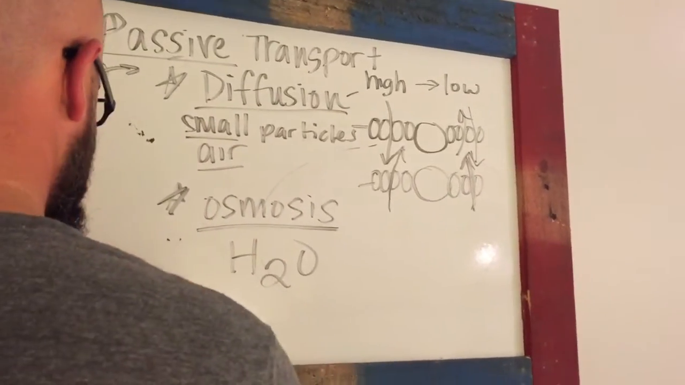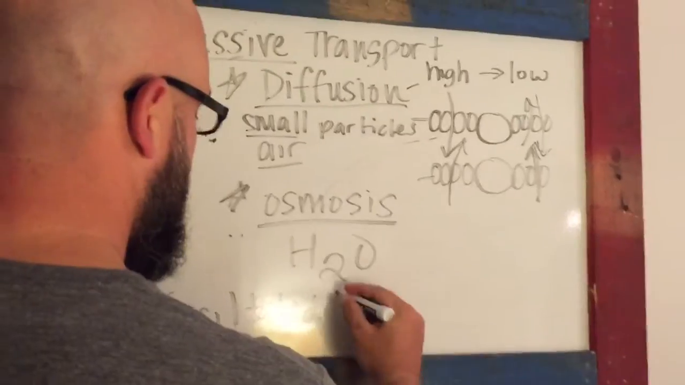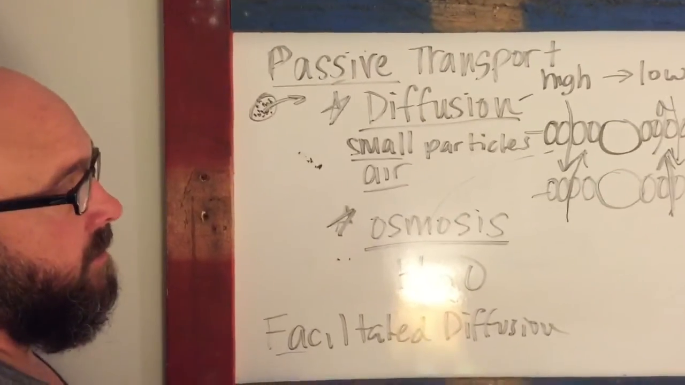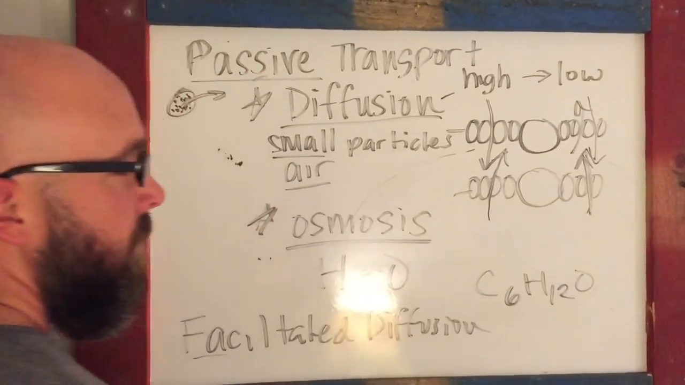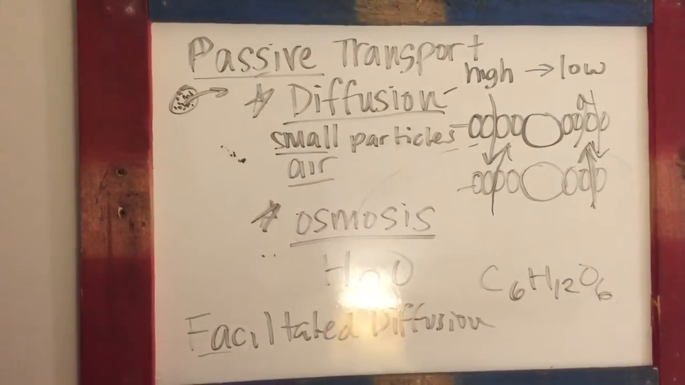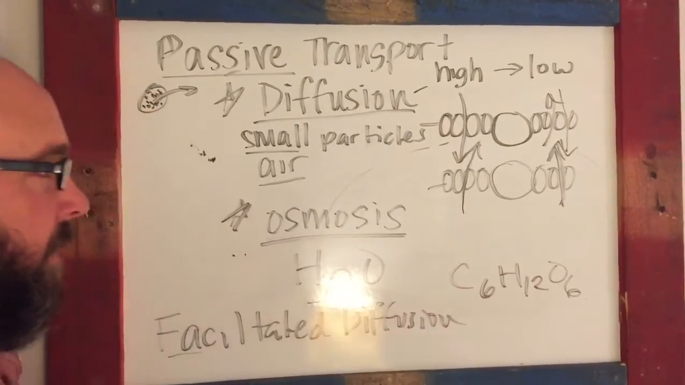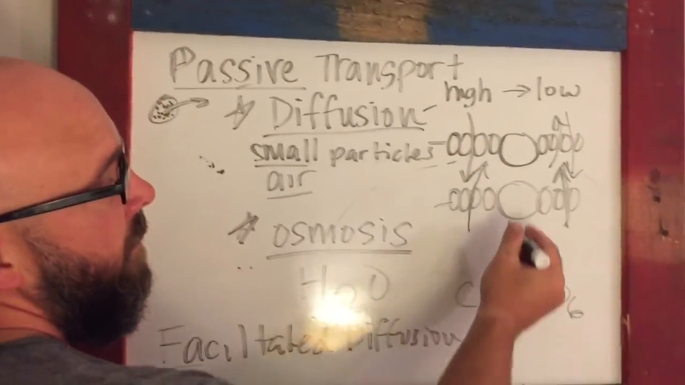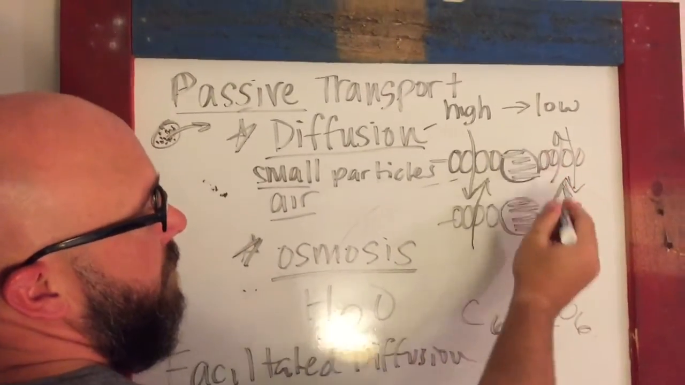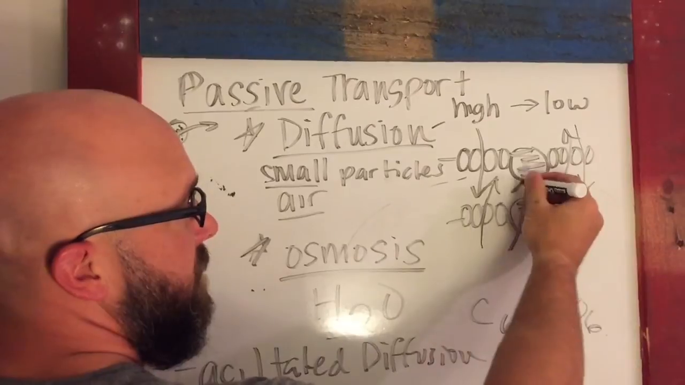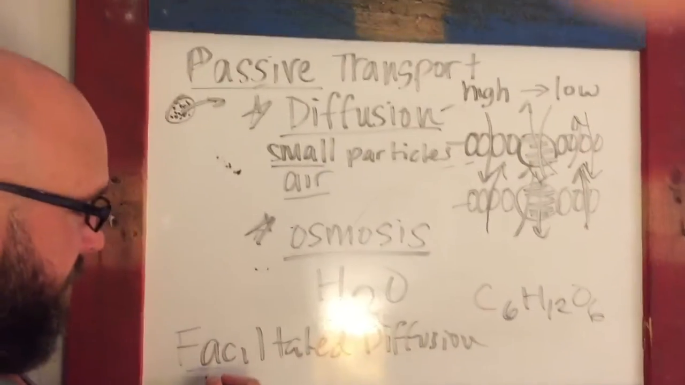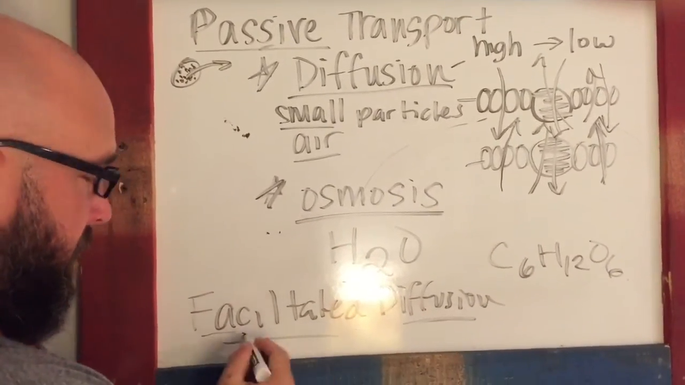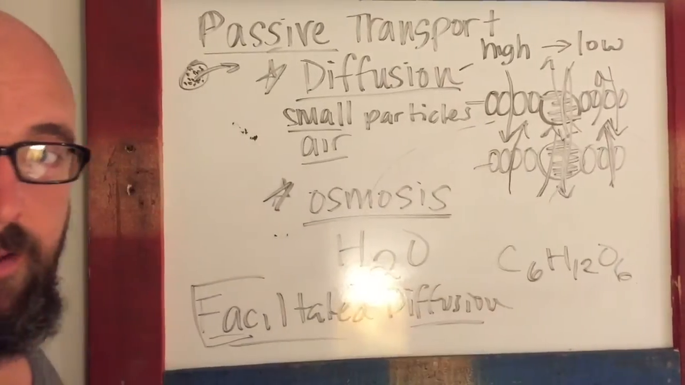There's also something called facilitated diffusion. It still does not require energy, but it's for things like glucose, which we said was important for the cell. Glucose is a little bit bigger compound than just H2O, or gases like oxygen and carbon dioxide. There are these protein doorways right here, and the glucose has to move through these doorways to go in and out. So that's facilitated diffusion. Still requires no energy, but it does have to be facilitated through these doorways.